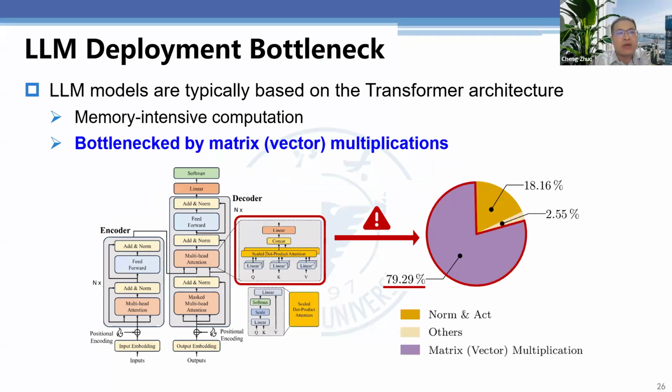So the large language models are typically based on some transformer architecture, which can be memory intensive. And if we look at all the operators for a large language model, we can see that the matrix and the matrix vector multiplication is the most expensive one. Meanwhile, the normalization and activation only account for about 18%. So the key issue is whether we can optimize such memory and computing intensive computations.